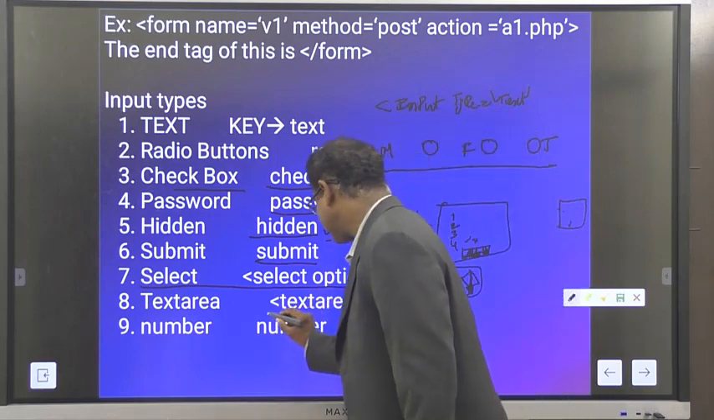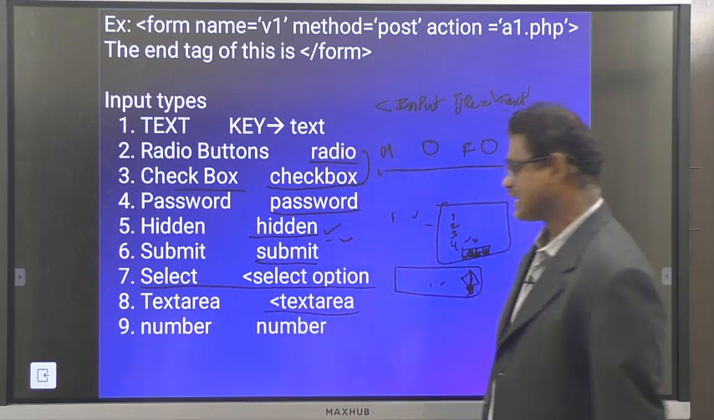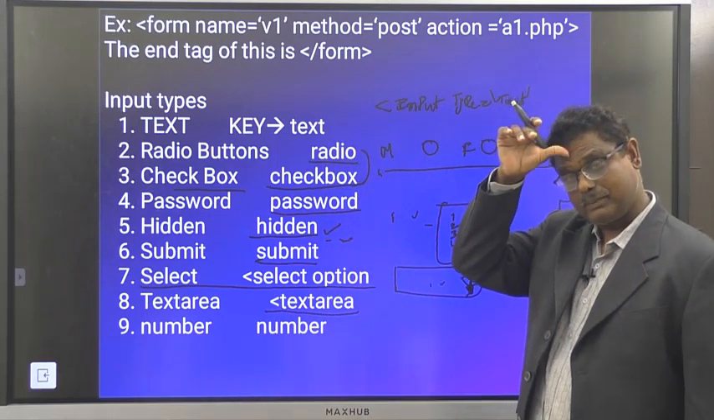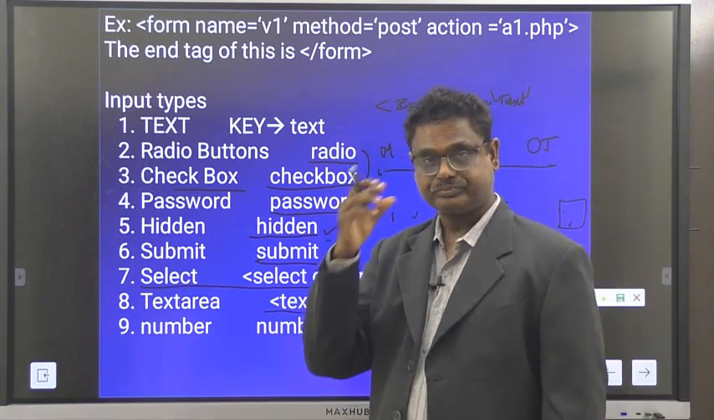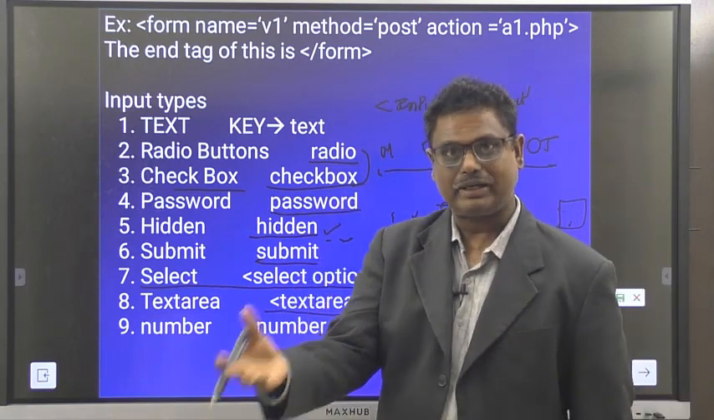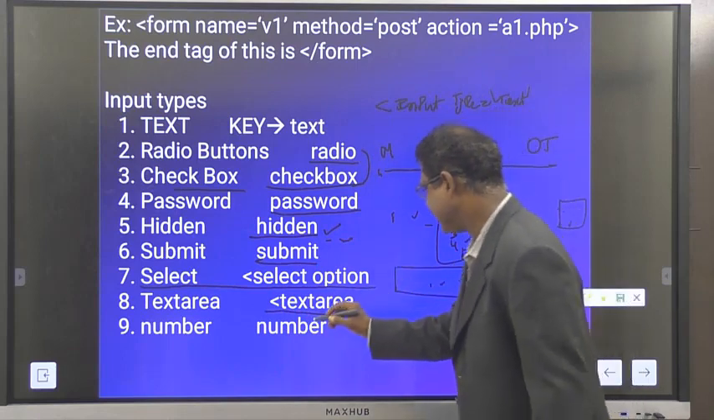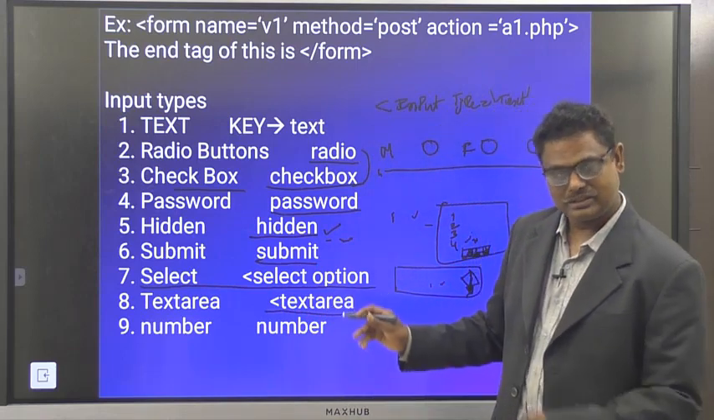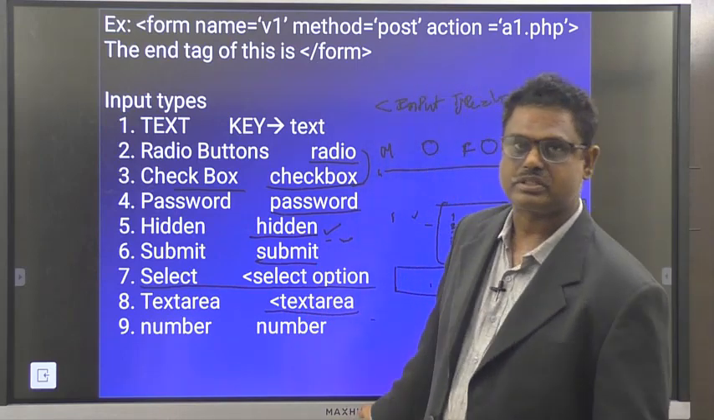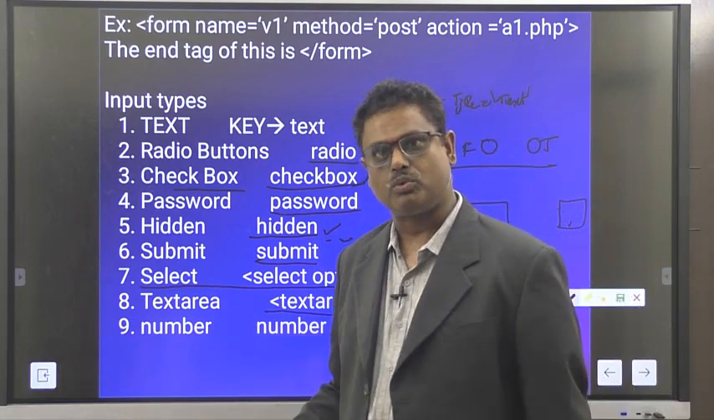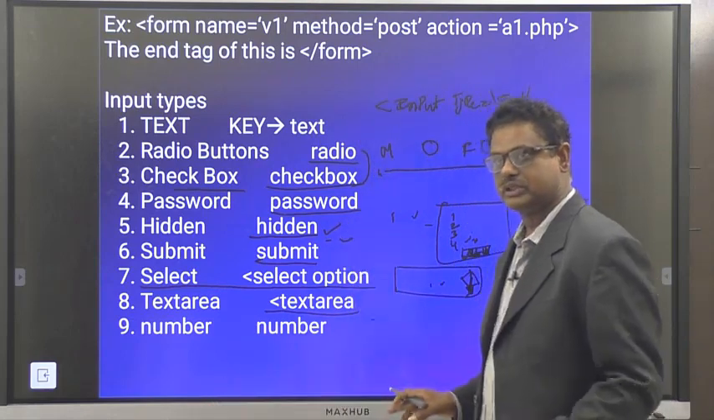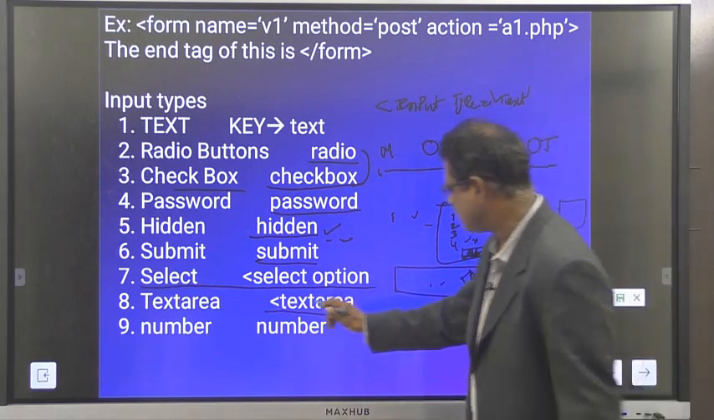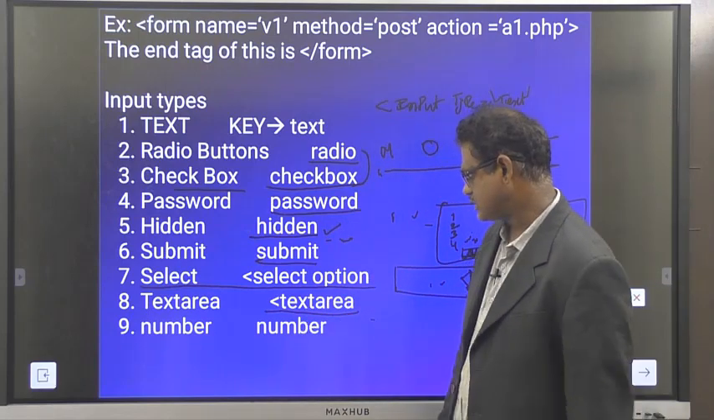Then text area. What do you mean by text area? Suppose you want to type an address or a paragraph or a text, something like that, then we go for text area. In this text area, in the next phase, you can see how many rows you want, how many columns in which data is to be present. Everything will be discussed in the next.